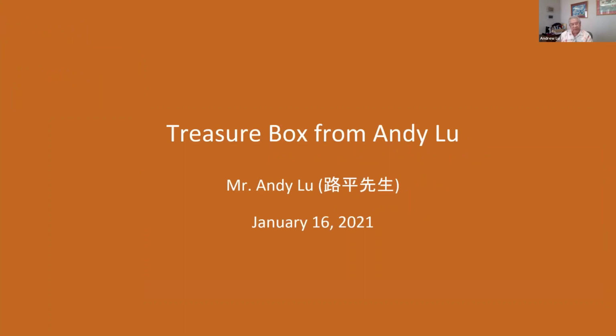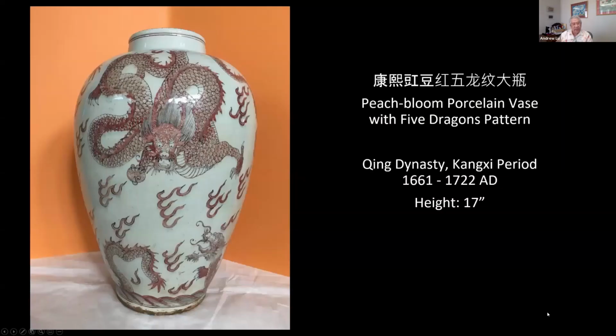And you see a lot of beautiful Qing Dynasty porcelain. Today, I'm going to share with you my collection, the Kangxi peach brown porcelain. And this particular one, the difference is that this kind of red has a little green in there. So it's very hard to achieve.